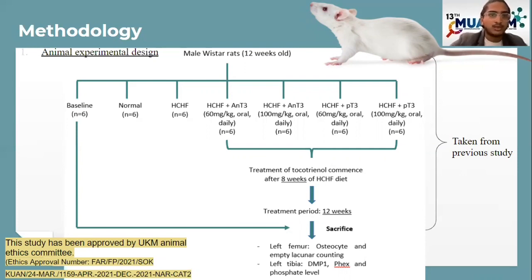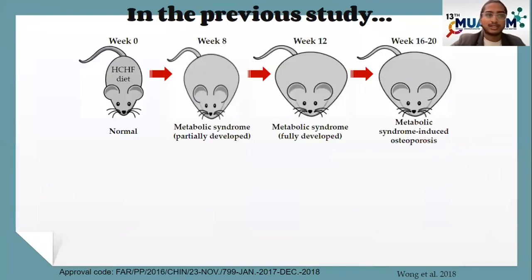The doses used in this study were 60 milligram per kilogram daily and 100 milligram per kilogram daily for each of annatto tocotrienol and palm tocotrienol. So for this study, bones, femurs, and tibias were harvested. Left femur were subjected to bone histomorphometry, and left tibia and serum were used for measurement of osteocyte-specific biomarkers. This is our previous study. The chart shows how the process is done.